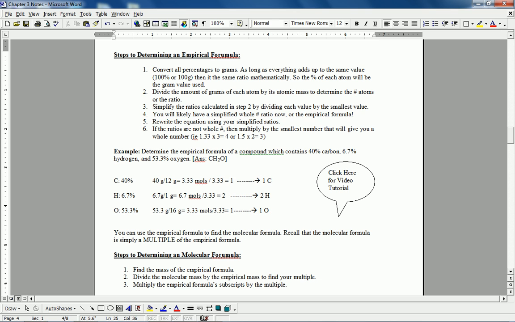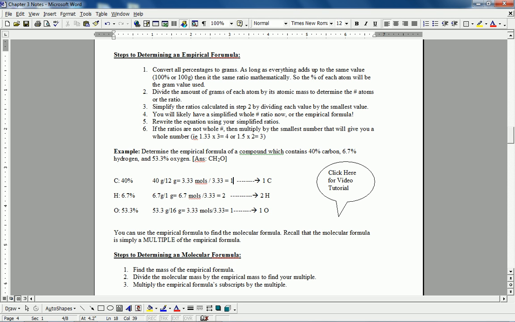So let's pick up where we left off on step three. Simplify the ratios calculated in step two by dividing each value by the smallest value. The smallest value between 3.33 and 6.7 is 3.33, so we divide all three of these values by 3.33. Divided by itself, we get 1. 6.7 divided by 3.33 is approximately 2, and again 3.33 divided by itself is 1. We want to divide by the smallest number, typically the same as one of these values, and we'll always end up with 1, and you can't get more simplified than 1.